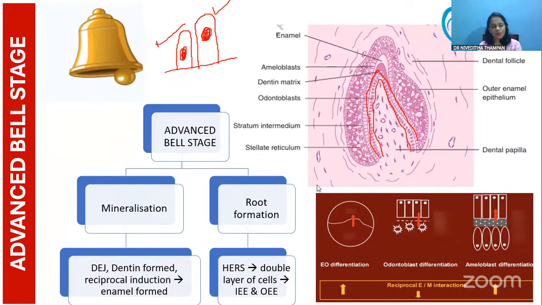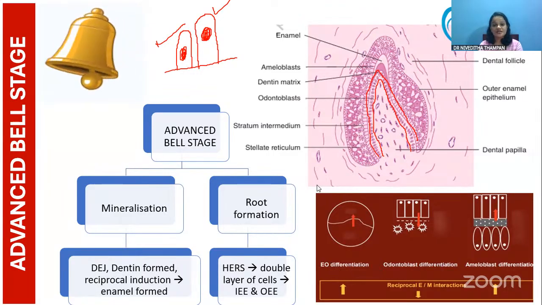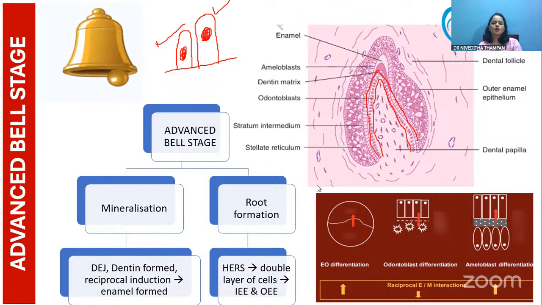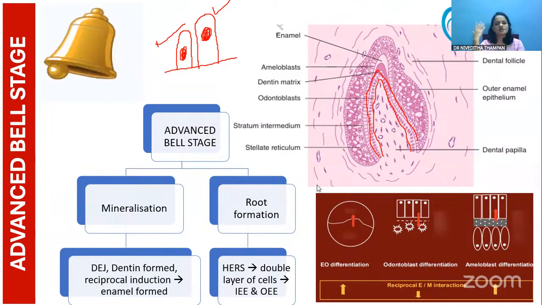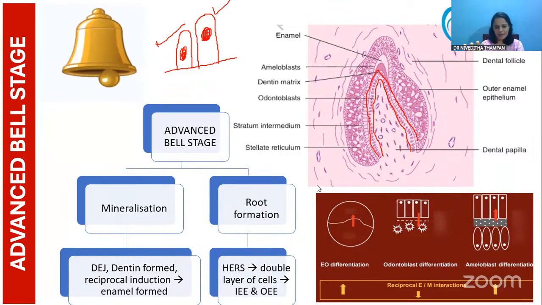This property where the nucleus goes away from the basement membrane is called reversal of polarity. Once they become ameloblasts, they also become specialized. What is the function of the ameloblast? The function of the ameloblast is to secrete enamel, so they start secreting lots of enamel.